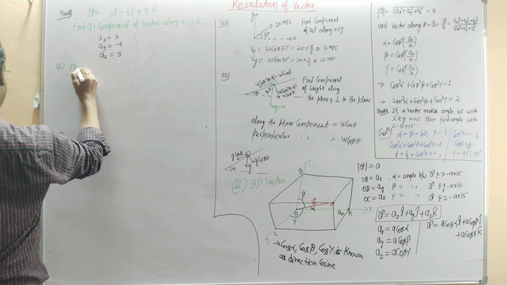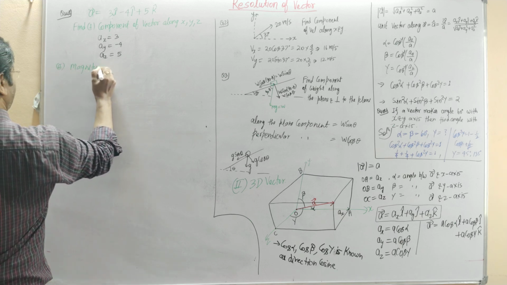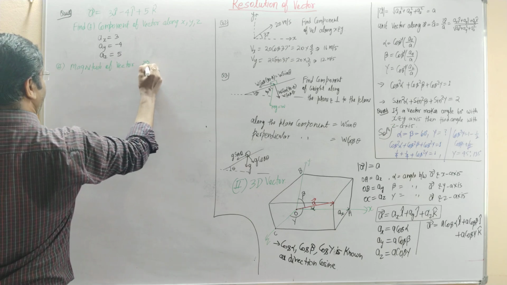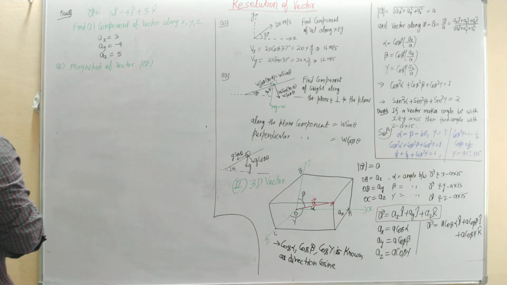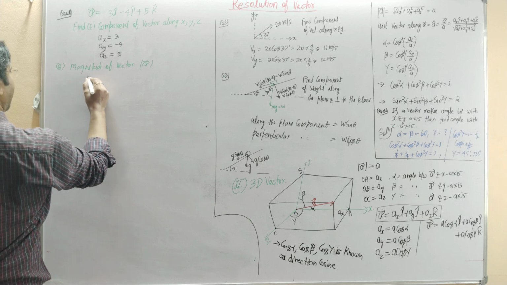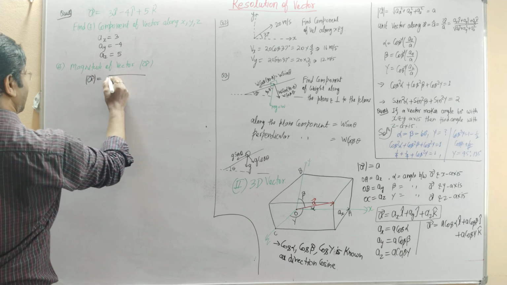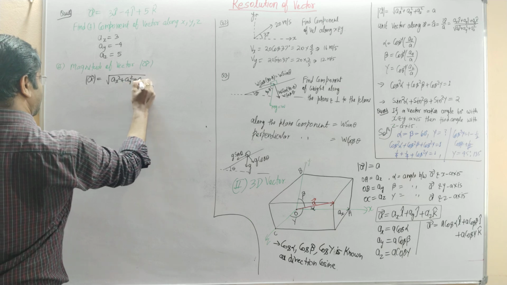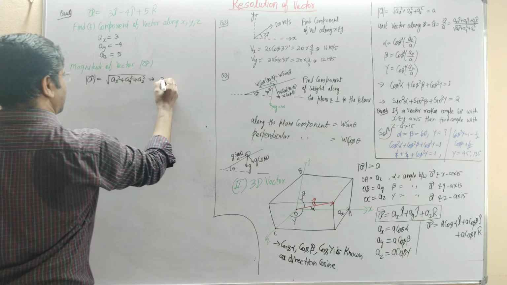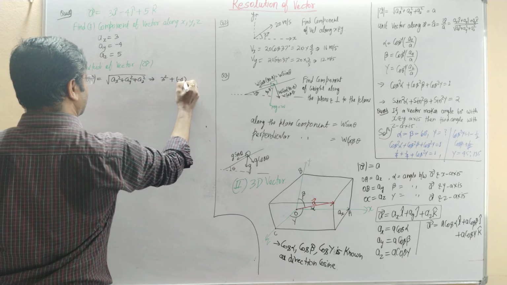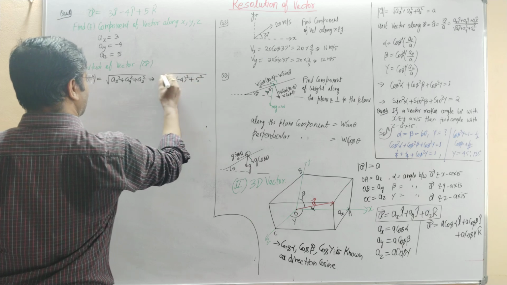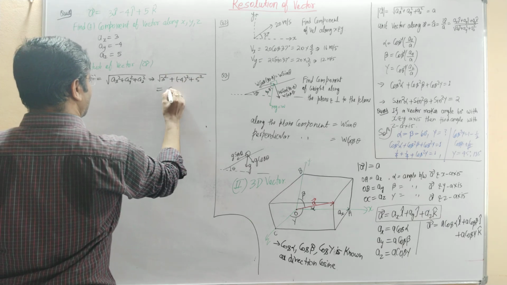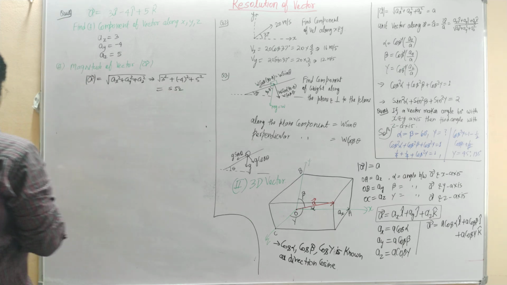Now second, we have to find out the magnitude of the vector. That means we have to find out mod of vector A. So we can calculate here mod A is nothing but square root of the summation of ax square, ay square, az square. This value will be 3 square plus minus 4 square plus 5 square. So after solving, this is root 50, so 5 root 2. Okay.